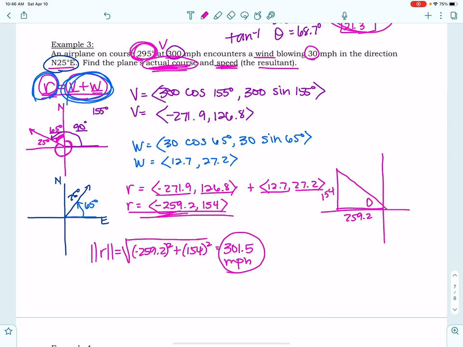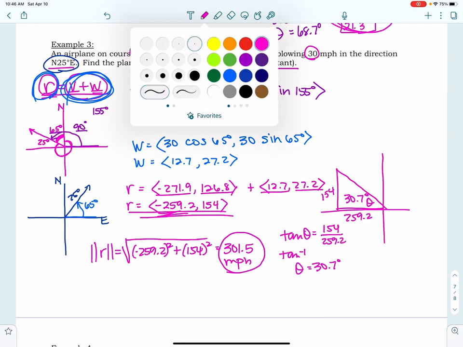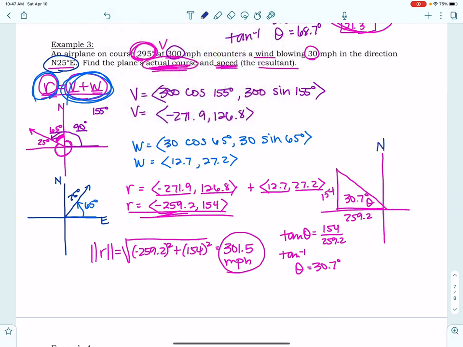So there's my right triangle. I'm going to use tangent theta equals opposite over adjacent, and then tangent inverse in my calculator gives me theta equal to 30.7 degrees. That is not my direction. This is just the reference angle right here. Now I have to write it as a true bearing, or I have to write it as a north, however many degrees west. If I write it this way, a directional bearing, I need to know this angle right here. Well, if I subtract 30.7 from 90, I get 59.3 degrees.